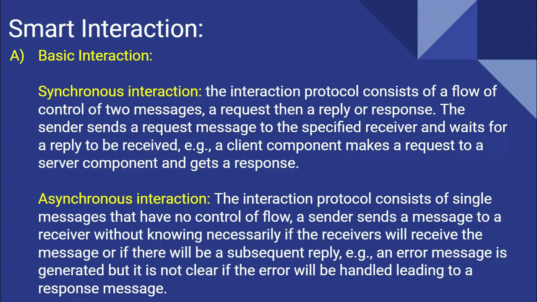Then the second point is asynchronous interaction. The interaction protocol consists of single messages that have no control of flow. As I have said before, asynchronous is the vice versa of synchronous interaction, which means that an error message is generated, but it is not clear if the error will be handled, leading to response messages. As I said before, if you make the request again and you don't get any kind of response from the server, you get stuck in confusion about what happens with your system. If there is an error, or if there is a successful transmission, you will not get any kind of message from the server. So this is the basic interaction. If you make the system with smart interactions, you need to consider these basic interaction points.